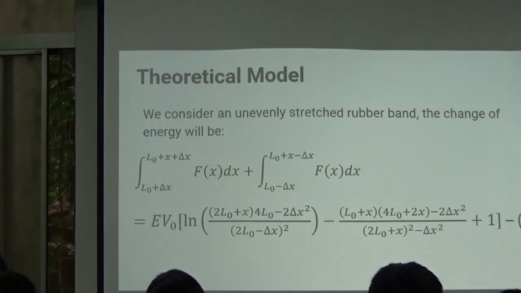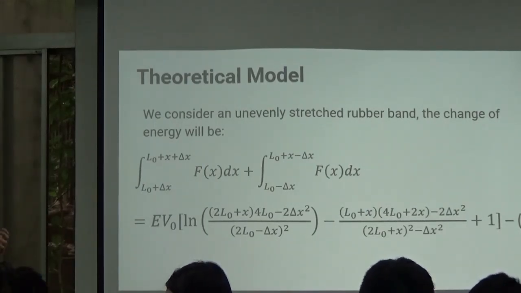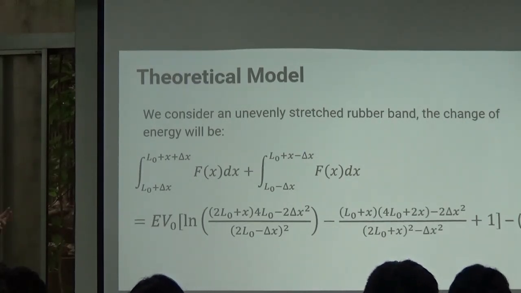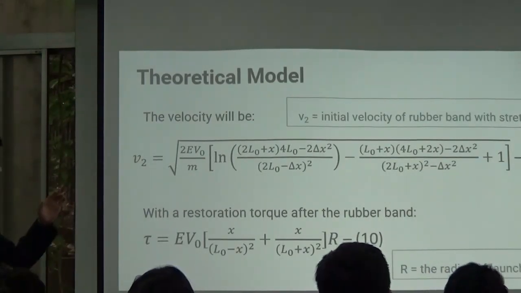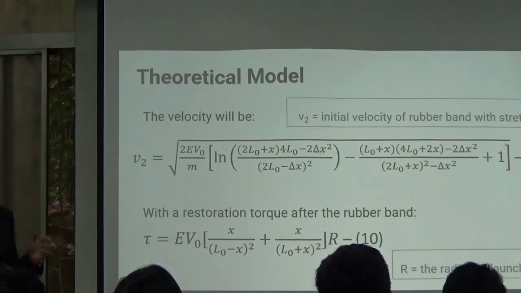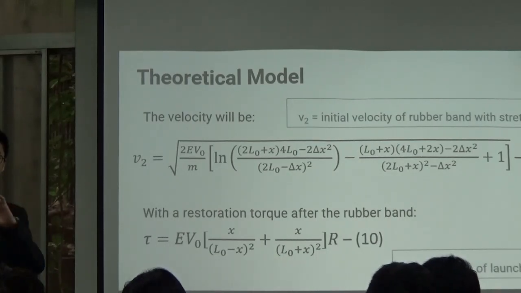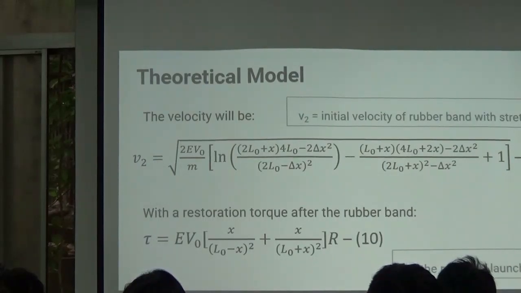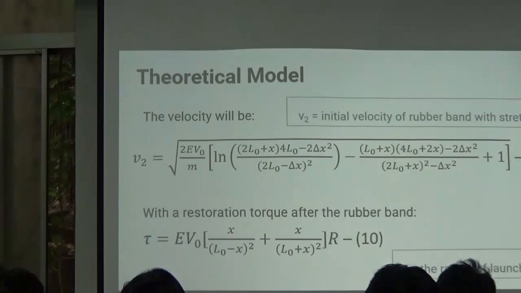Then, as the problem statement says, we consider the unevenly stretched rubber band. The change of energy will be as equation 8 shows, and the velocity will be equation 9, which is a lot bigger than the velocity we derived for the normally stretched one. If you plug in this delta x as 0, we get back the equation above describing the normally stretched one. Then we're going to talk about the spinning.